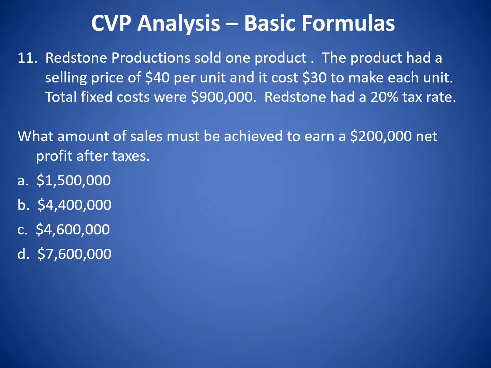Question number 11. Redstone Production sold one product. The product had a selling price of $40 a unit, and it costs $30 to make each unit. So that's our variable cost. Total fixed costs were $900,000. Redstone had a 20% tax rate. So the question is, what amount of sales volume, if you will, what amount of sales must be achieved to earn a $200,000 net profit, but after taxes?